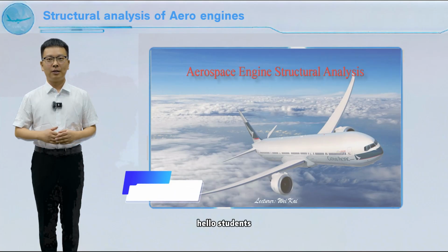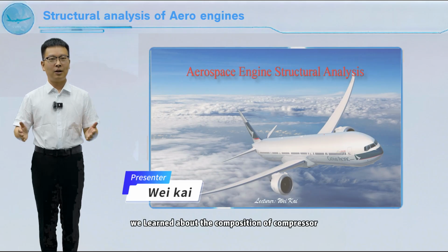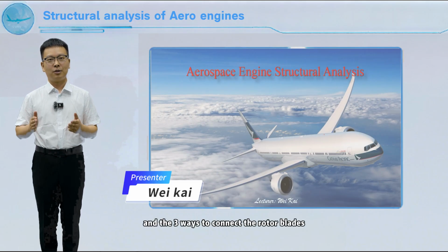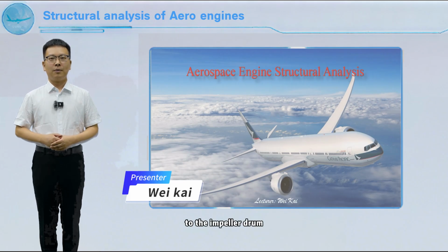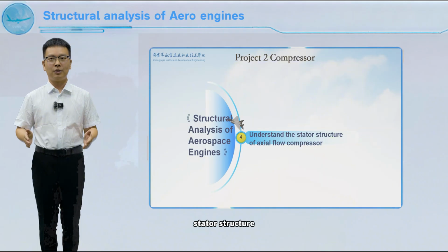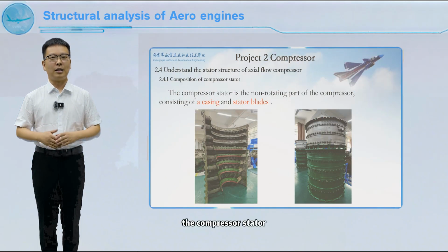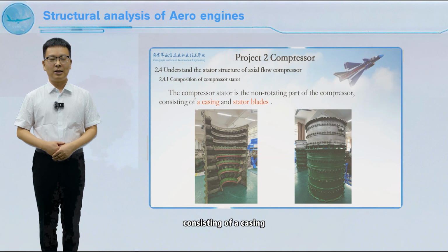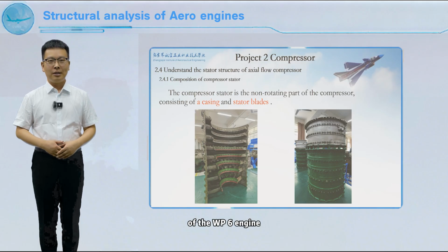Hello students, in the last class we learned about the composition of compressor rotor blades and the three ways to connect the rotor blades to the impeller drum. Today, we will start to learn about the compressor stator structure. The compressor stator is the non-rotating part of the compressor, consisting of a casing and stator blades. The figure shows the compressor stator of the WP6 engine.